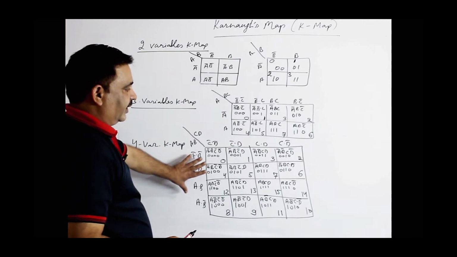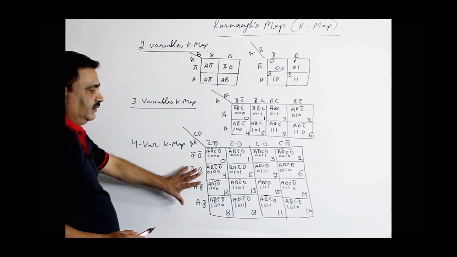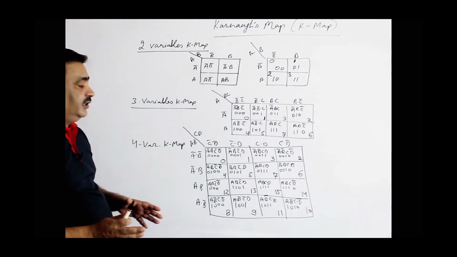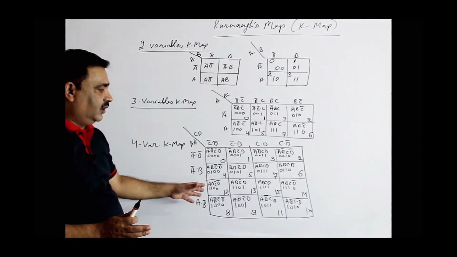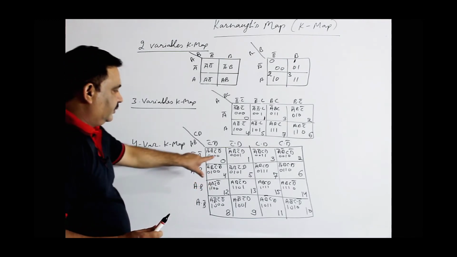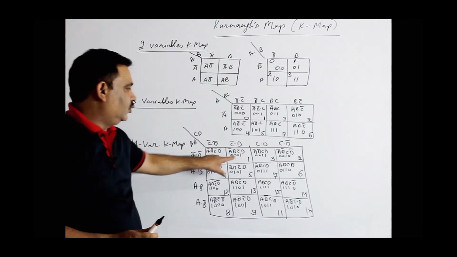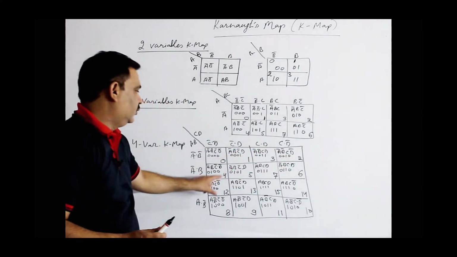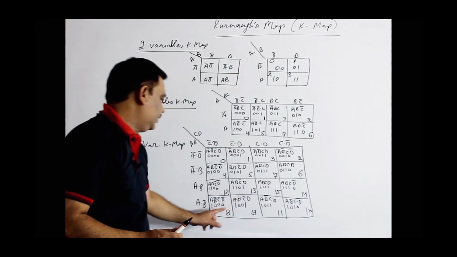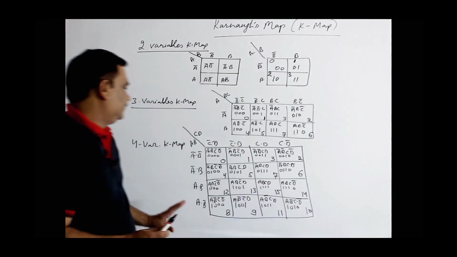So, this is the 4 variable K map, this is the base. Before reducing any expression you have to draw the base of K map like this. So, remember the designation: 0 1 3 2, 4 5 7 6, 12 13 15 14, 8 9 11 10.